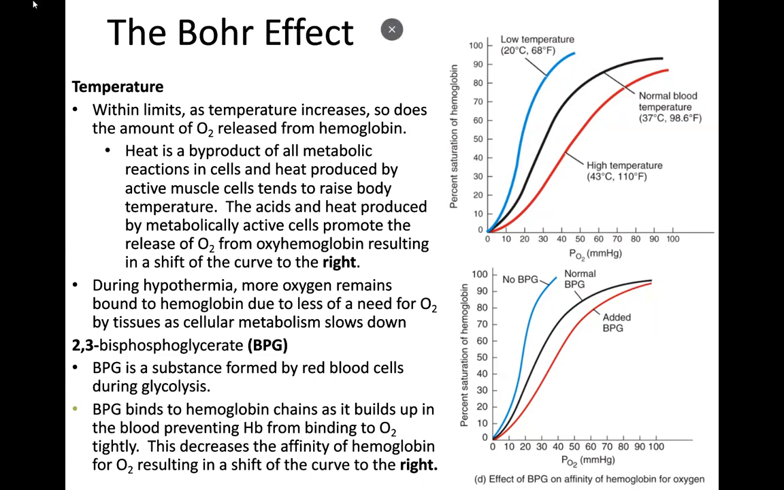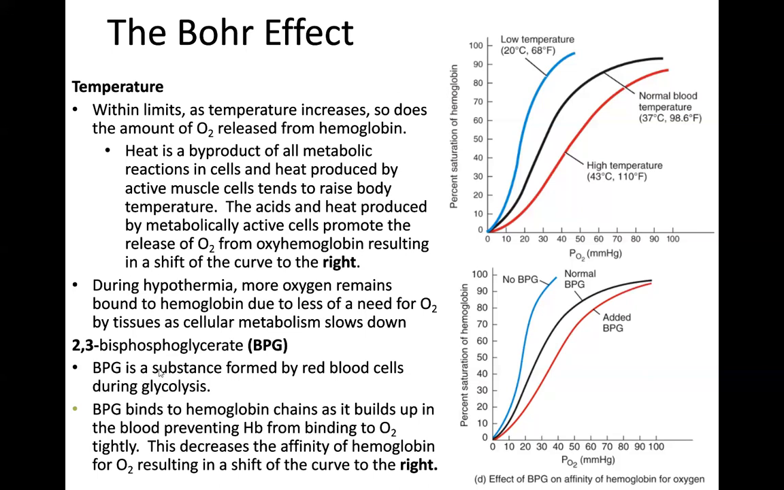Whereas on the other end of the spectrum, if your body temperature drops, like during hypothermia, more oxygen remains bound to hemoglobin, and that's because we don't require as much oxygen, since we see a big slowdown in cell metabolism. So we don't have to unload nearly as much. But if we're focusing on exercise, like we've been talking about for the last couple of slides, don't we want to unload more oxygen at those working skeletal muscles? Absolutely, we do.